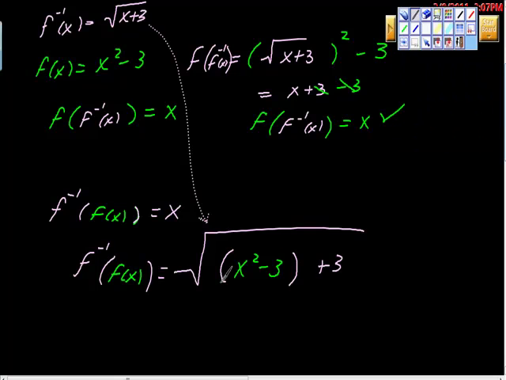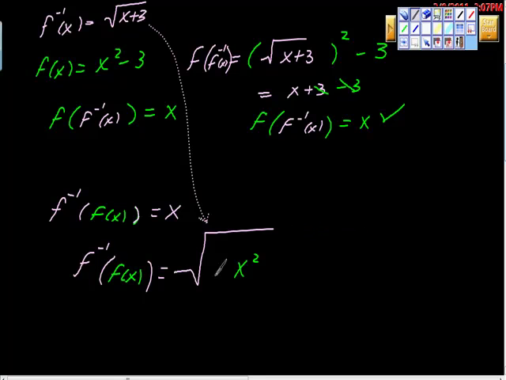And then look, these parentheses go away, don't they? There's a 1 out here. There's no exponent trapping us, so the parentheses just come down. Then x squared minus 3 plus 3, well, minus 3 plus 3 is 0, so that goes away on its own.